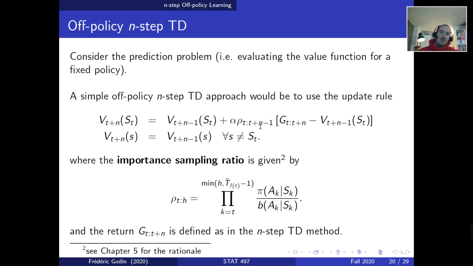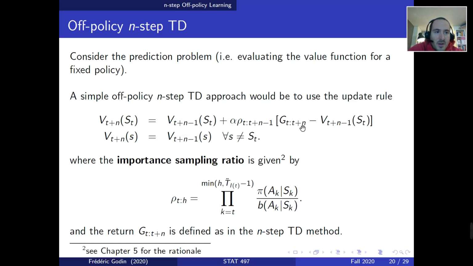Why do we stop at t plus n minus 1? Because the last action that is involved in the calculation of the target here is the action at time t plus n minus 1. Okay, so because we're weighting the relative probability of the various actions under the target policy and the behavior policy, we must consider all actions within the target, and we're going to see that the target considers actions from time t to time t plus n minus 1. So this is why we have this importance sampling ratio, which ends at t plus n minus 1.